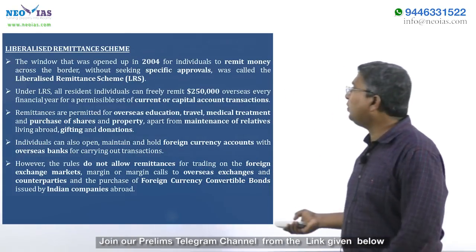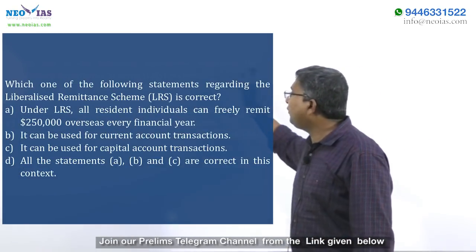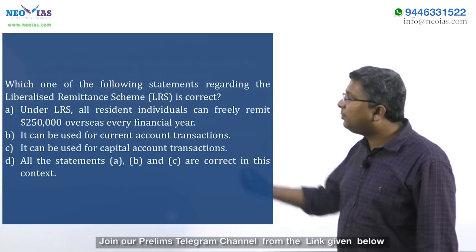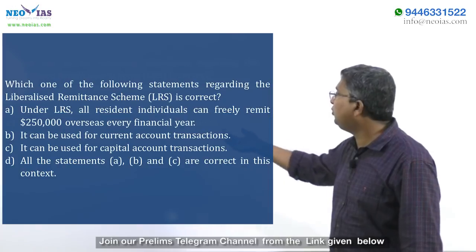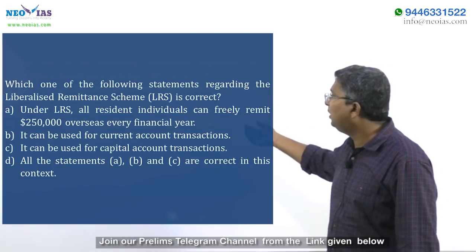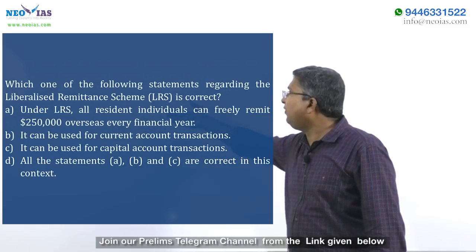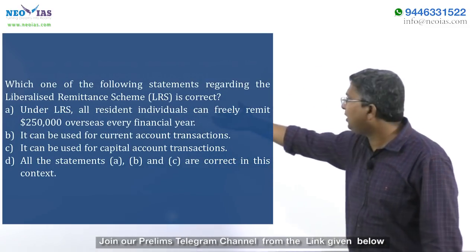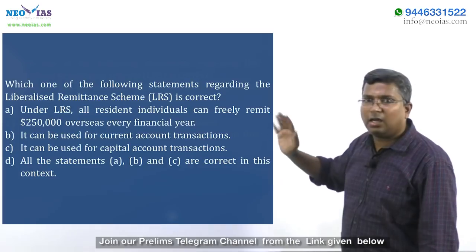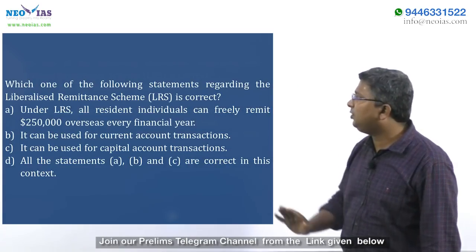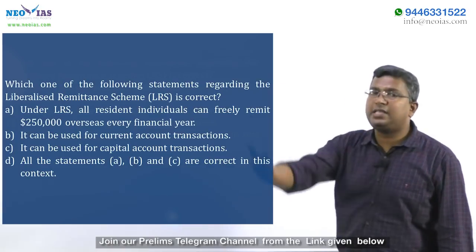Now we'll try to solve this question. Which one of the following statements is correct? Under LRS, that is the Liberalized Remittance Scheme, all resident individuals can freely remit $250,000 overseas every financial year. This statement is correct. There is no controversial statement there. The limit has been mentioned. It says that all resident individuals can freely remit overseas this much amount.